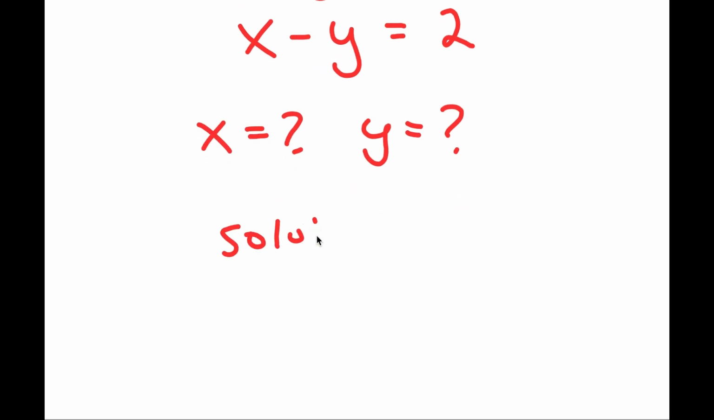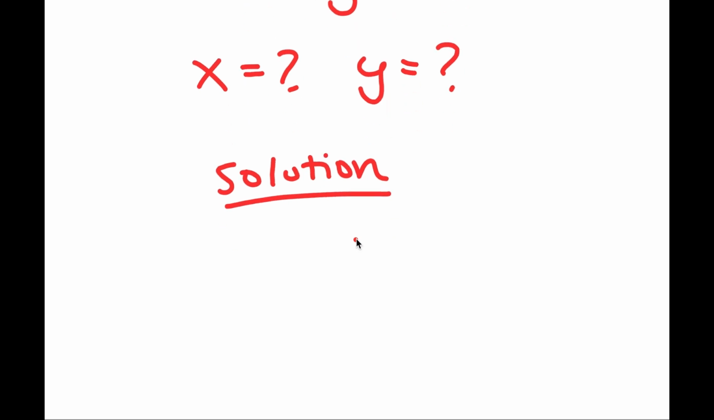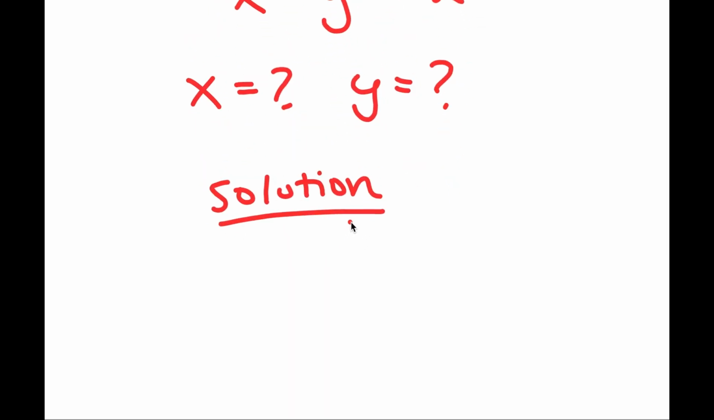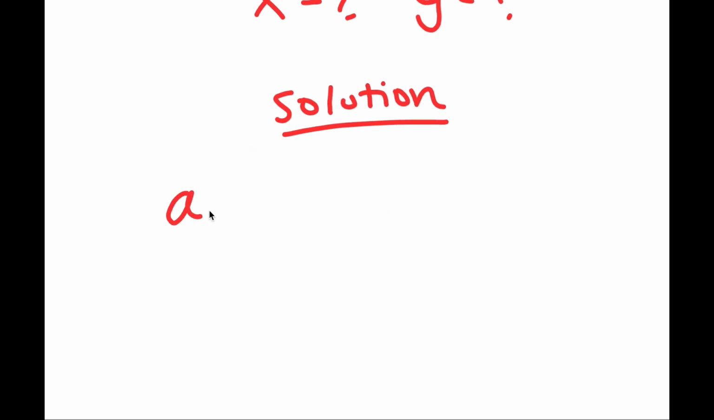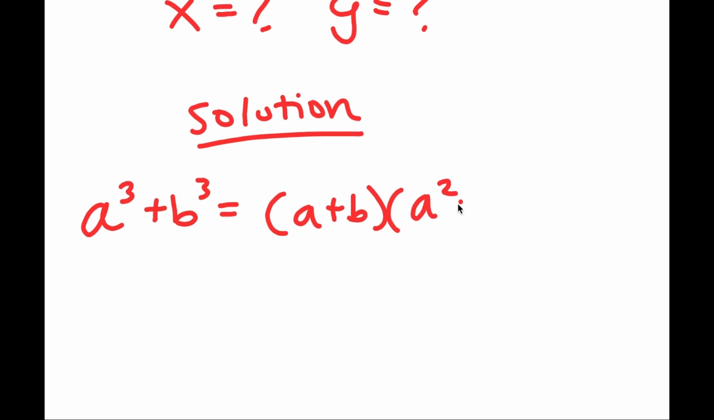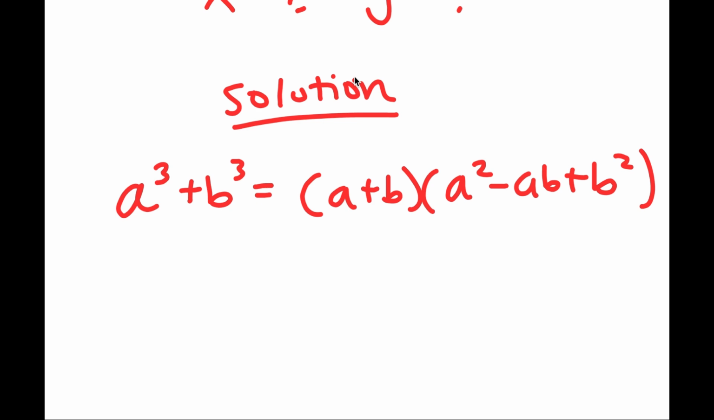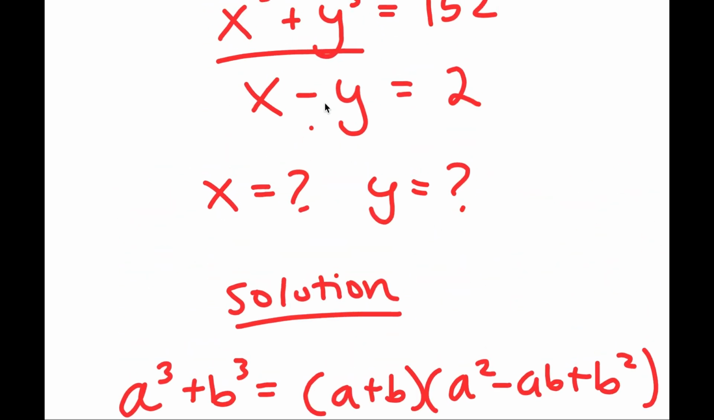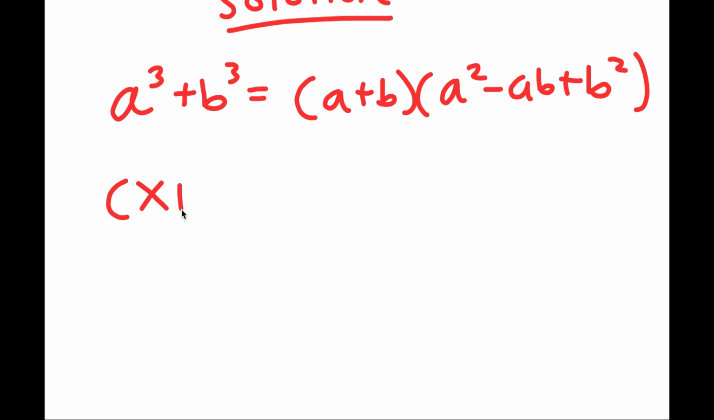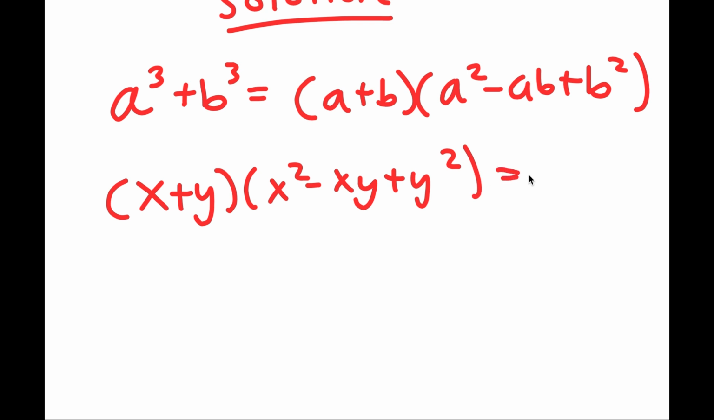So now for my solution, I'm going to first start with an algebraic property. If I have something in the form a to the power of 3 plus b to the power of 3, this is equal to a plus b times a squared minus ab plus b squared. So in this case, I have x to the power of 3 plus y to the power of 3 is equal to 152. And I can rewrite this as x plus y times x squared minus xy plus y squared is equal to 152.